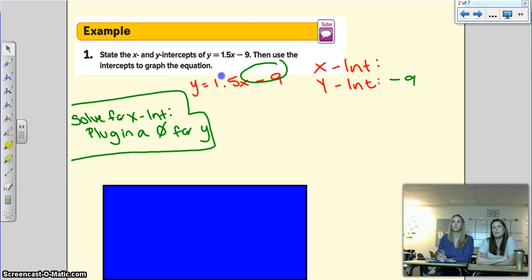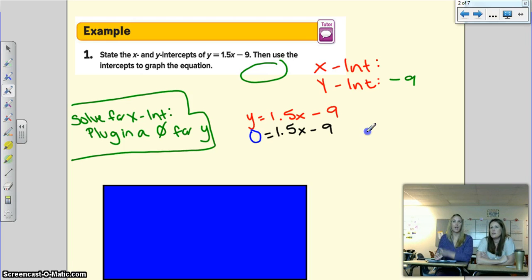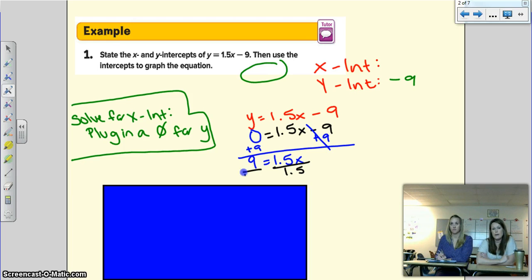So we're going to take our equation. We're going to put a big fat 0 where the y is, and plug and chug. So we're solving for x because that's my only variable left. Right. So add 9 to both sides. I'm left with 9 equals 1.5x. We'll divide both sides by 1.5 to get x by itself, and we will be left with x equals something.